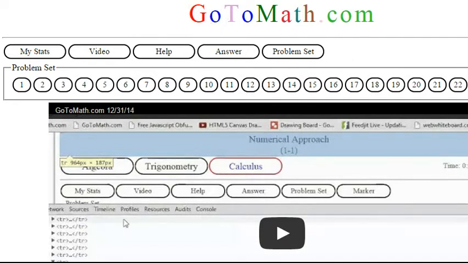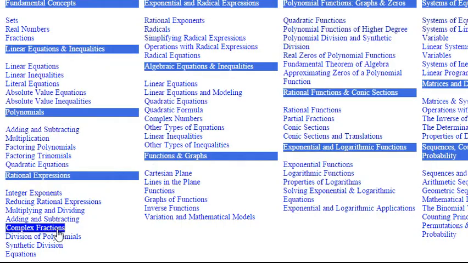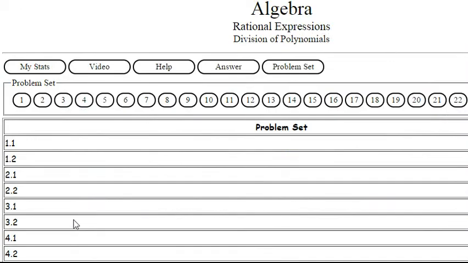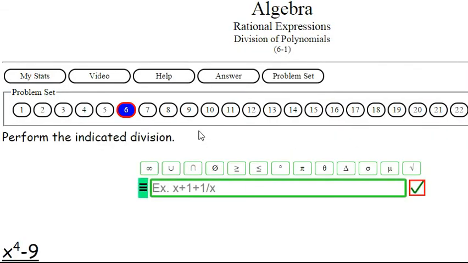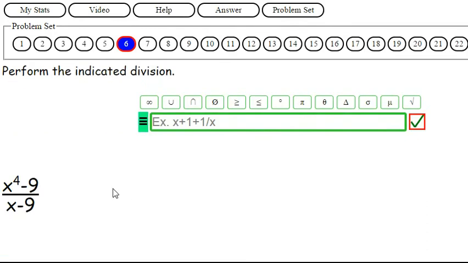Okay, where we go to math.com, click on Algebra. Let's go down to Division of Polynomials. And we're looking at 6.1. It looks like perform the indicated division. So we got x to the fourth minus 9 over x minus 9.